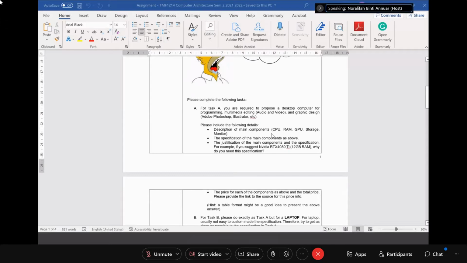Declaration of the main computer components. We have already learned the function of the CPU, RAM, GPU, you know GPU, the graphic card, storage, monitor. So you have to base it on these components. The requirement is that your computer specification must support all these things. That means the user will be heavy on programming, editing, audio and video, and graphics. The specification of the main components is above.